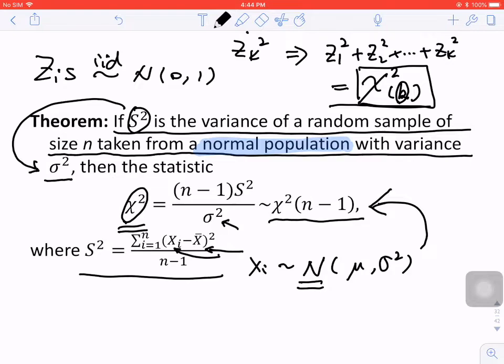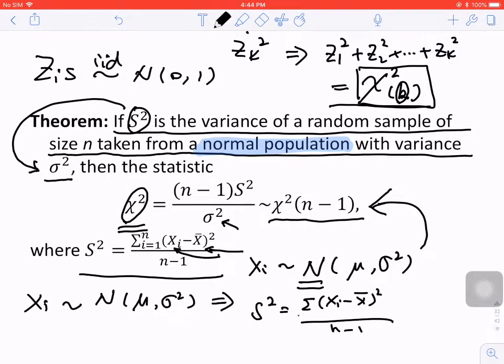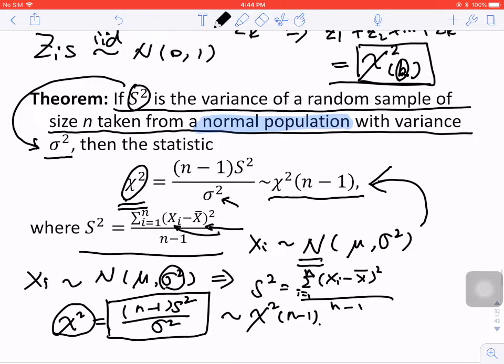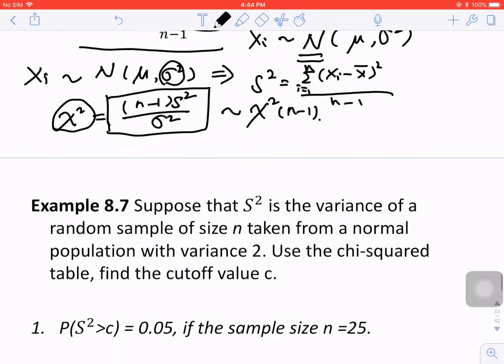So in a word, xi follows a normal distribution, and then the sample variance, which is equal to this, has the following property. You use S squared and the true variance sigma squared to construct a new statistic called chi-square. This chi-square follows a chi-square distribution with degrees of freedom equal to n minus 1. So that's the brief summary of this theorem.